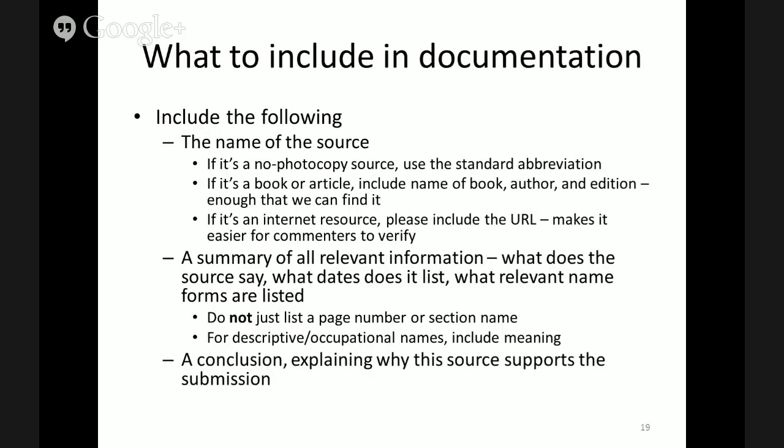And then, include a conclusion. Explain why this source supports your submission. Now, if it's directly on point, you don't need to. If John is the name and John is what you have in the source, you don't need a conclusion. We know what the conclusion is. But if you're trying to document Johnson and you don't find Johnson, but you find Bob's son, and you find John, then say it's a name from that same period. We followed the construction. We think this is good. Some kind of summary. We're not talking about paragraphs worth. We're talking about a line or two in most cases.